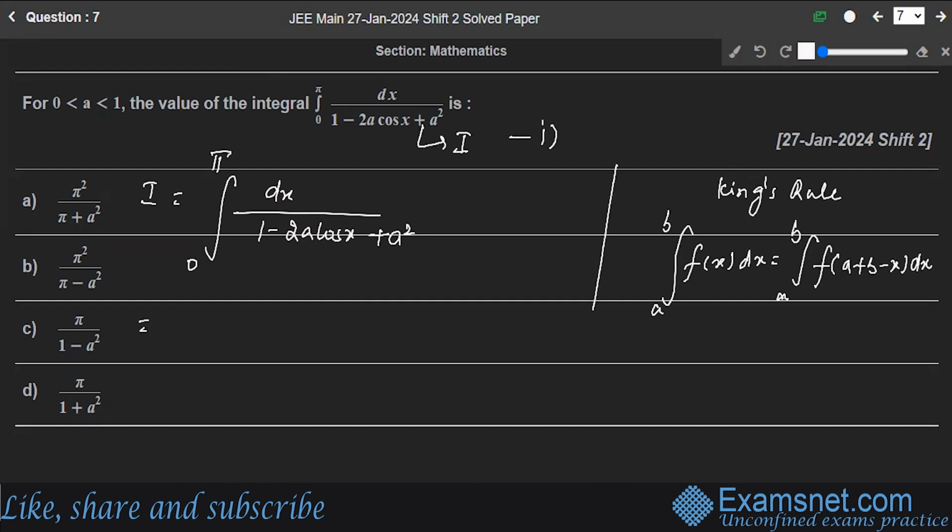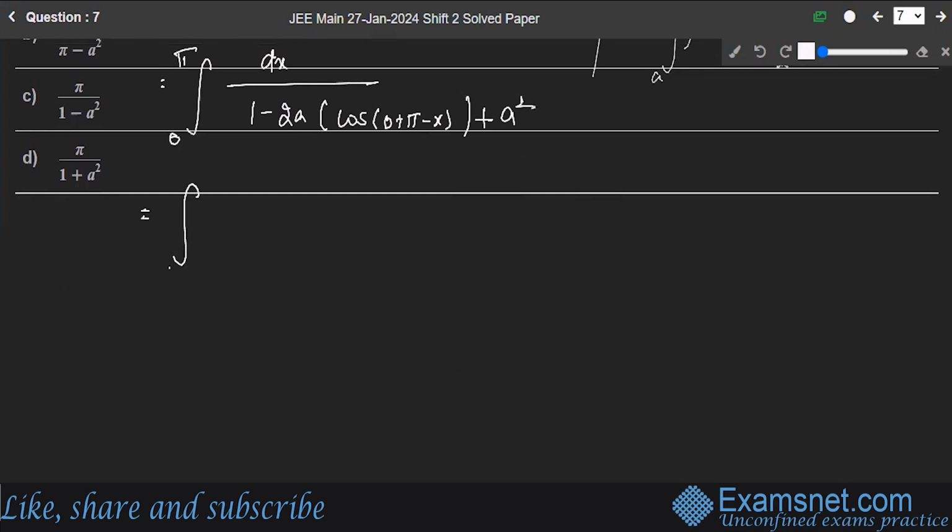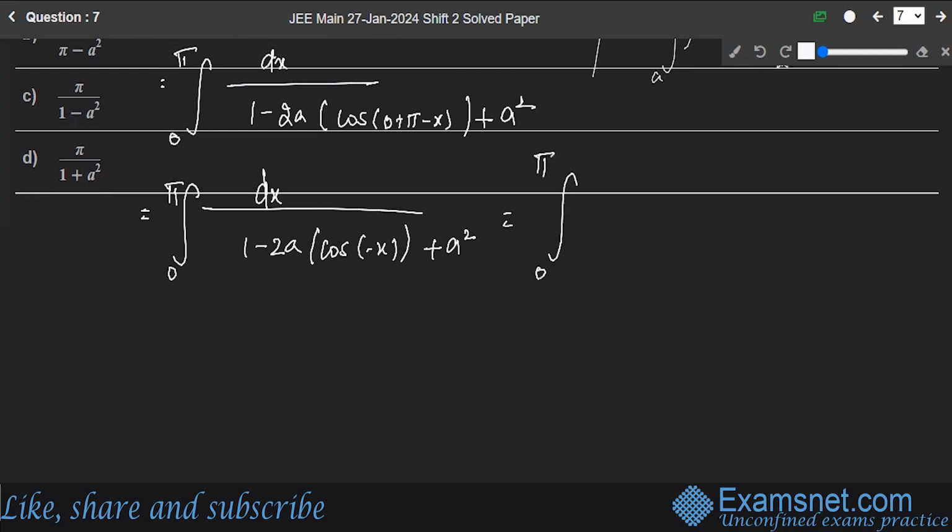This will be equal to 0 to pi dx upon 1 minus 2a cos of 0 plus pi minus x plus a square. So this will be limit 0 to pi dx upon 1 minus 2a cos of pi minus x. See, pi will let the cos be only cos, and pi minus x lies in the second quadrant. So this is minus x plus a square. This will be equal to integral 0 to pi dx upon 1 plus 2a cos x plus a square.